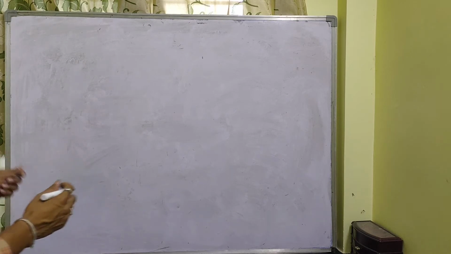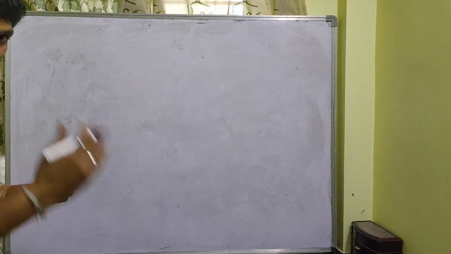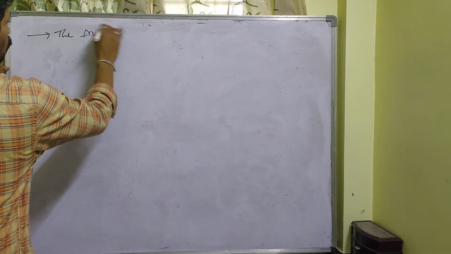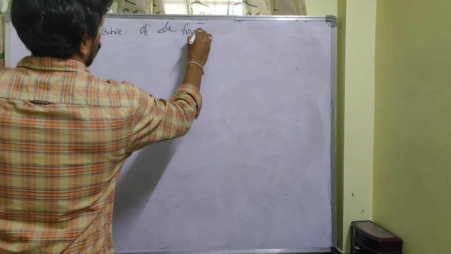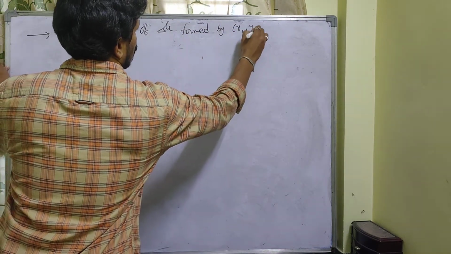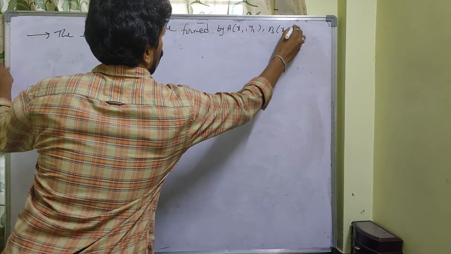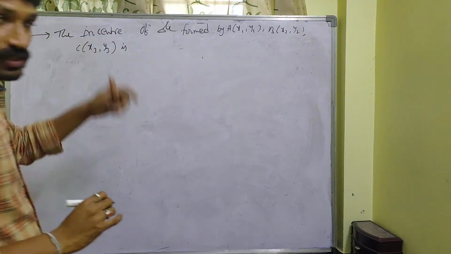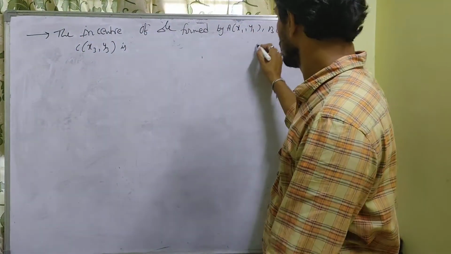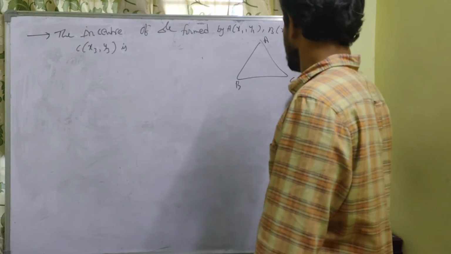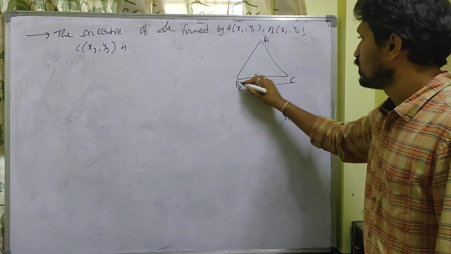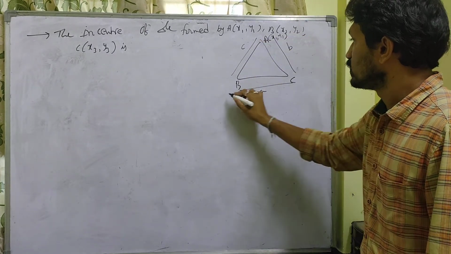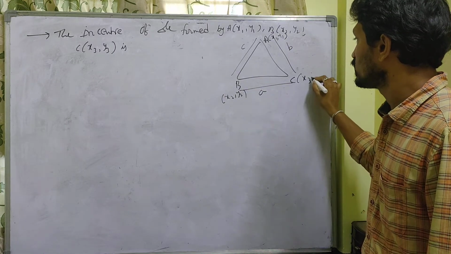Next, the formula to find out the incenter of the triangle if you know the vertices. The incenter of the triangle formed by the vertices x1 comma y1, x2 comma y2, x3 comma y3 is... So if you know the vertices, we can find out the side lengths a, b, c. This opposite side is a, this opposite side length is b, this opposite side length is c. This is x1 comma y1, this is x2 comma y2, this is x3 comma y3.